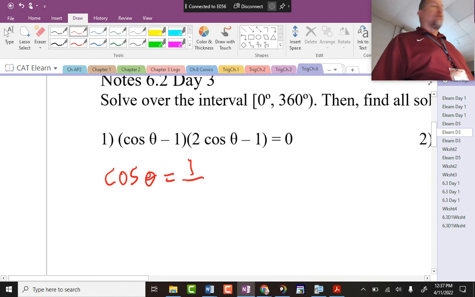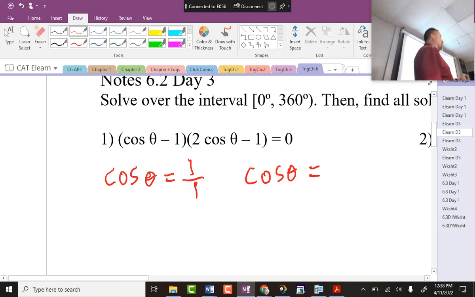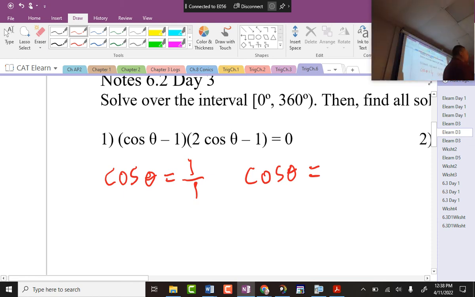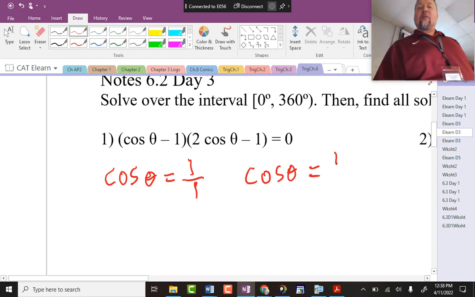1. 1 over 1. And then what's the other cosine of theta equal to if I set this equal to 0 using the zero product property? So imagine 2 cosine of theta minus 1 equals 0. Add 1, divide by 2. 1/2, okay? All right, so now we got to go back to this.